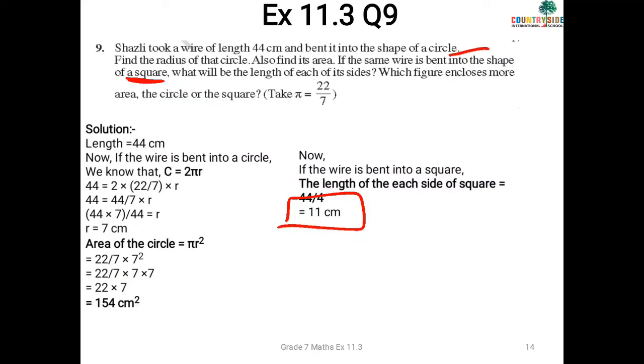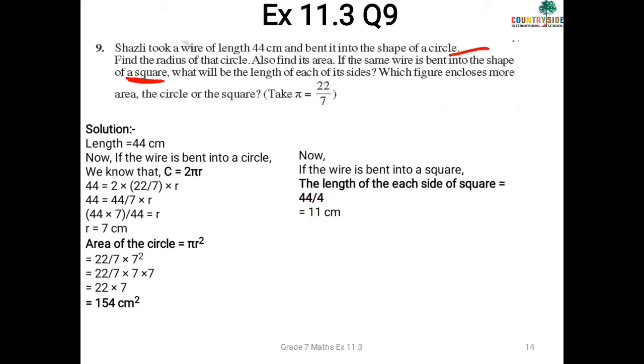Okay, so the length of each side is 11 centimeter. Now in the question they are asking which figure encloses more area. That means the area of the square is more or the area of the circle is more. So we know the area of the circle, that is 154, but we don't know the area of the square.